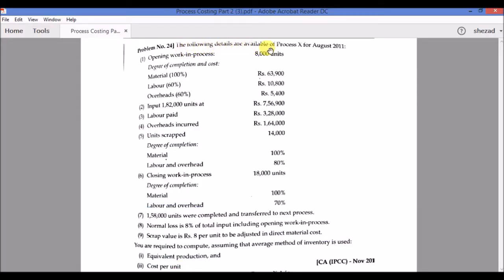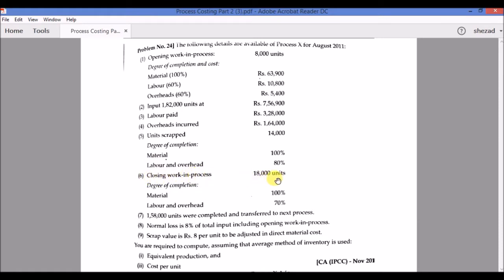The following details are available of process X for August 2011. Opening work in progress is 8000 units. Degree of completion and cost: material 100%, labor is 60%, overheads are 60%. Input is 1,82,000 units. Labor paid, overheads incurred, units scrapped is 14,000 units. Degree of completion: material, labor and overheads.